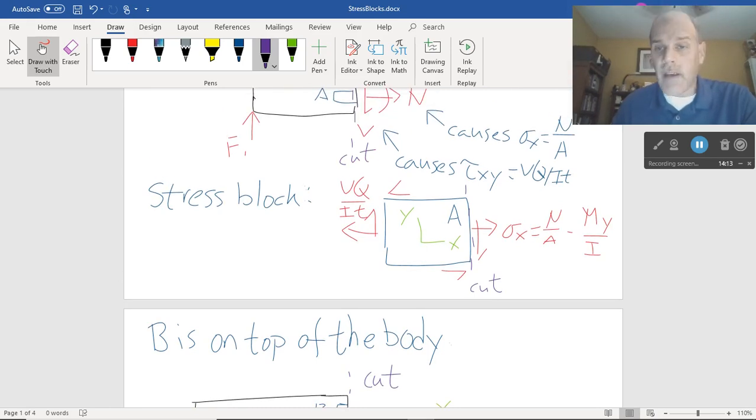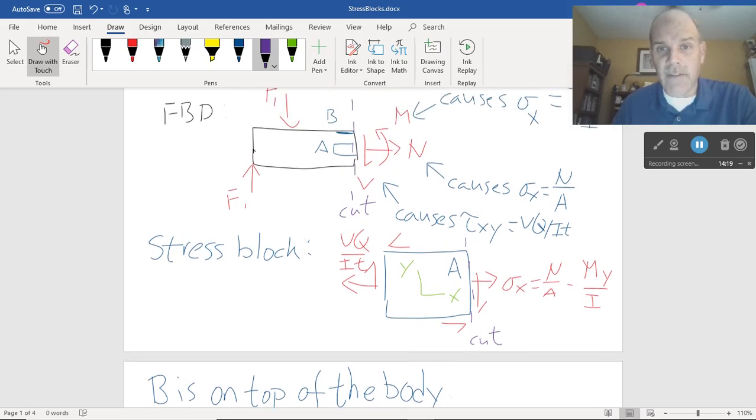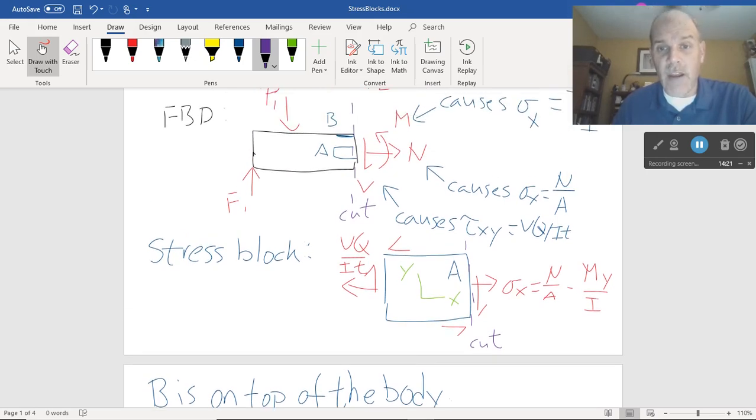And, of course, again, that shear stress, right? The direction of it. We look at the cut face, and we see what the forces are doing on that cut face. And that tells us what directions our stresses take.